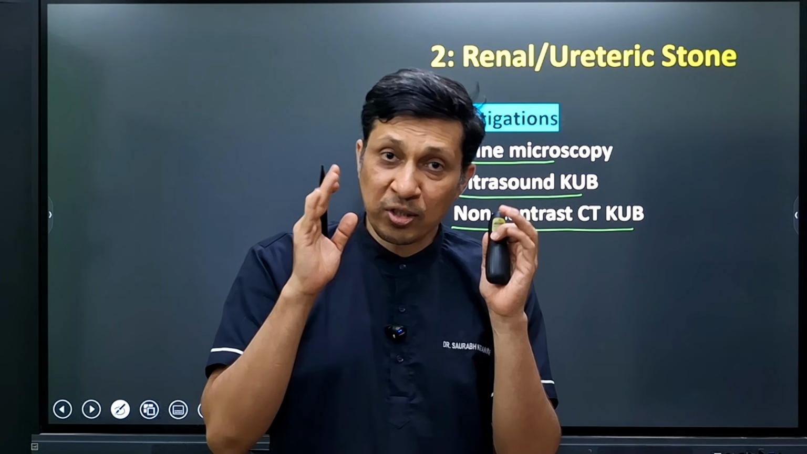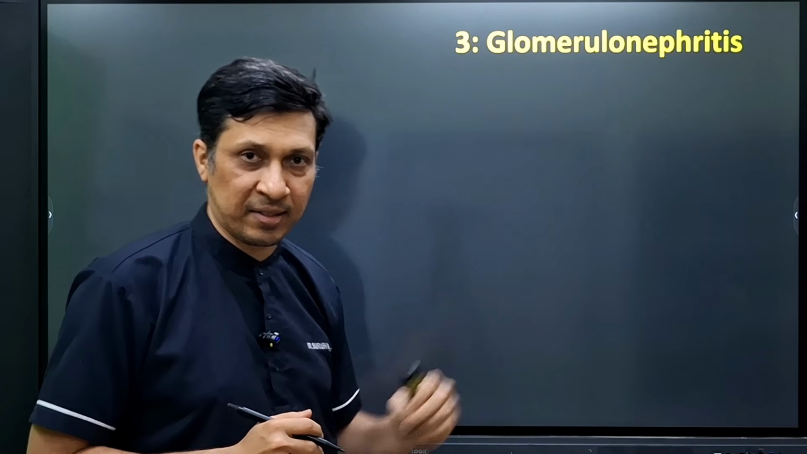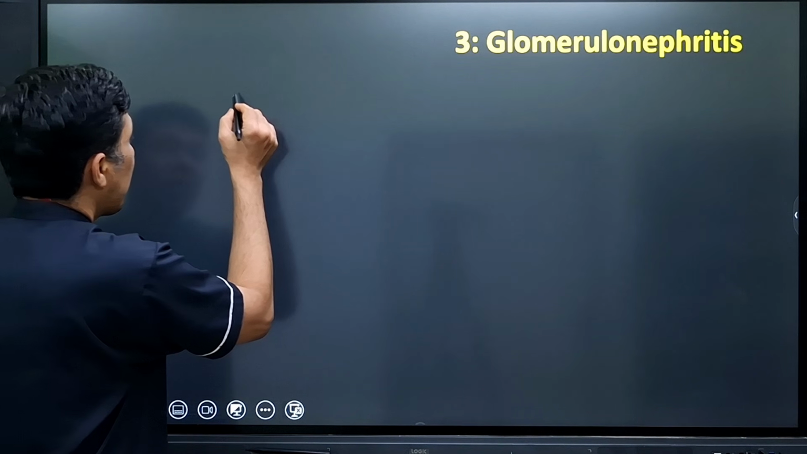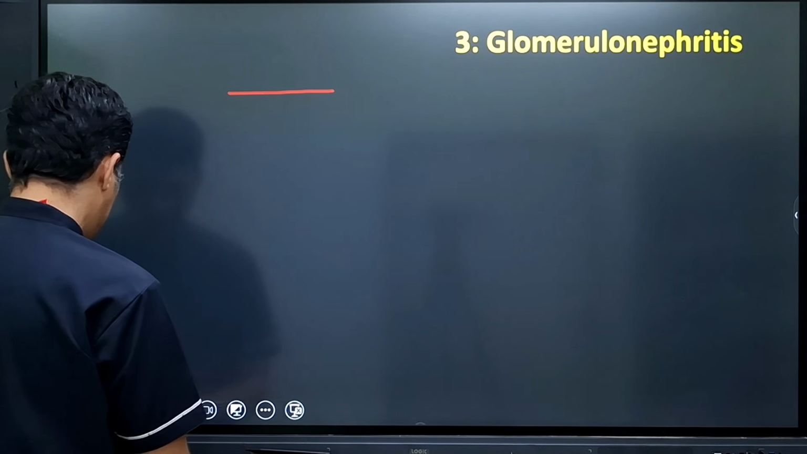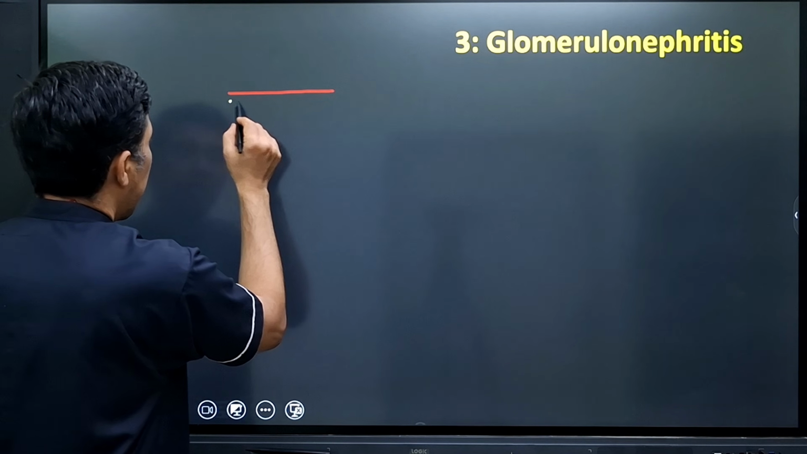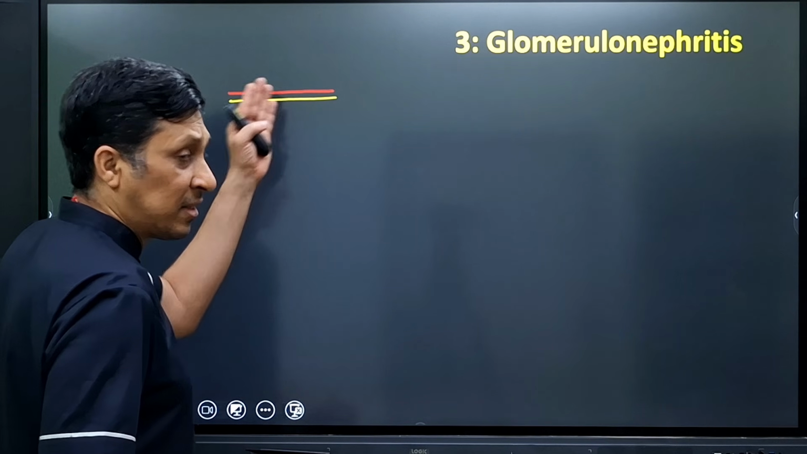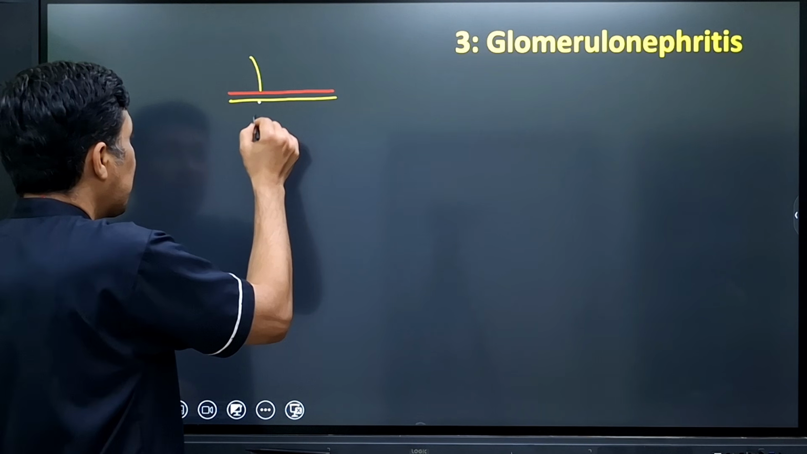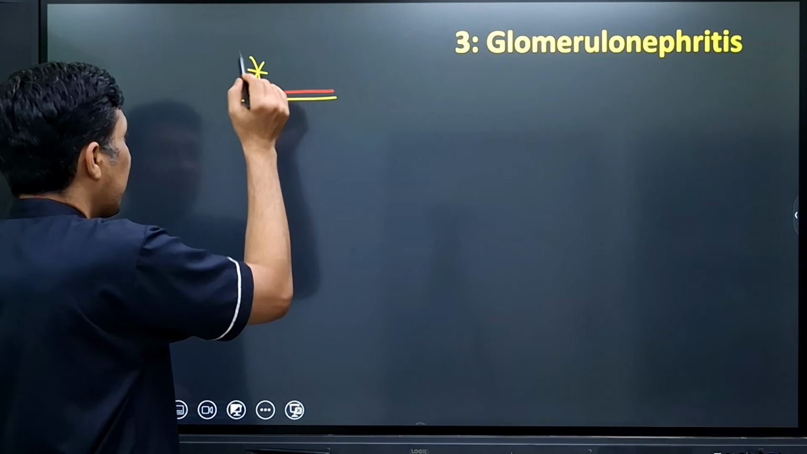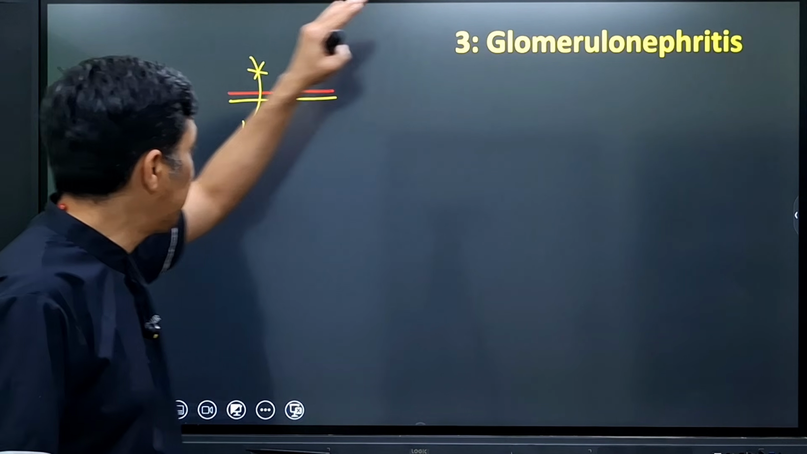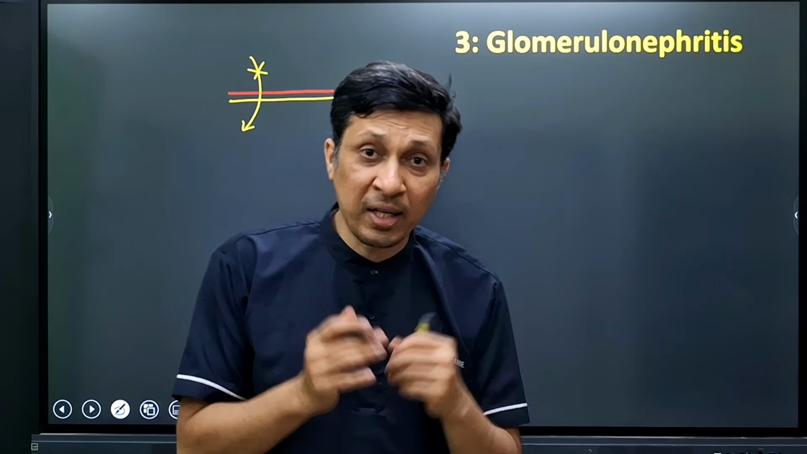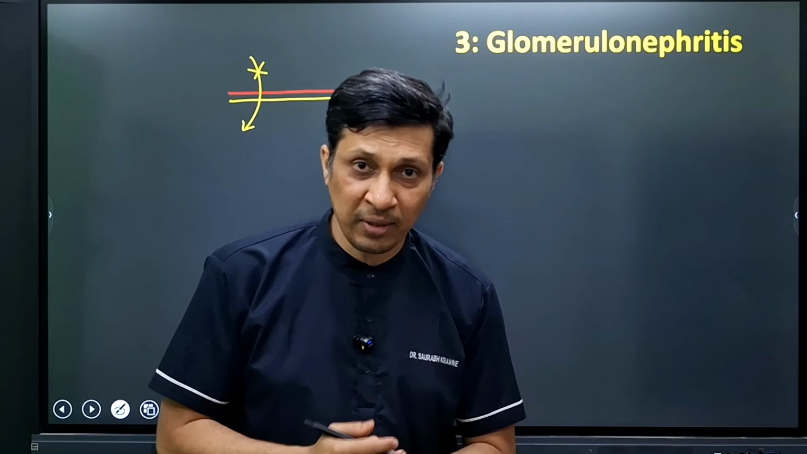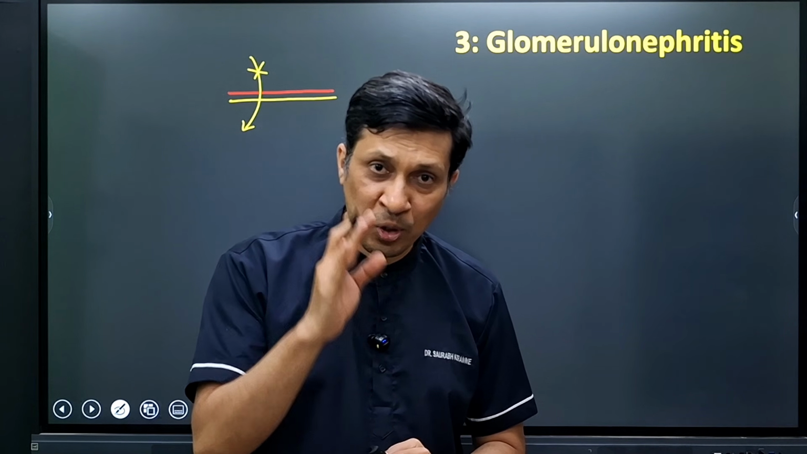Now the third important cause of hematuria is glomerulonephritis. Now why is there hematuria in glomerulonephritis? We know that in the glomerulus, on one side there is a capillary membrane and on the other side there is a membrane of the Bowman's capsule. And this is called the filtration barrier because it does not allow RBCs to normally cross this membrane. But in glomerulonephritis, this membrane becomes diseased or it becomes weak, and hence the RBCs pass through this membrane and come into the urine. And hence there is hematuria in glomerulonephritis.